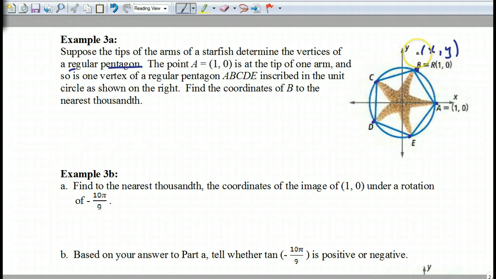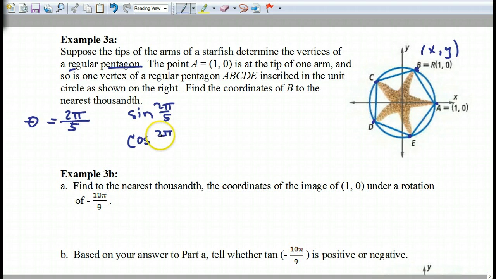A full circle on this is 2 pi. But we only want to go 1/5 of the way. So I'm going to take 2 pi and divide it by 5. That's how much theta is going to be. So we're going to take sine of 2 pi divided by 5 and cosine of 2 pi divided by 5.